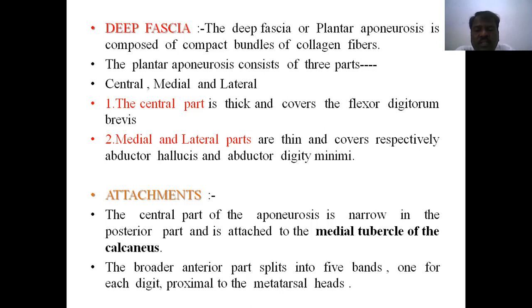The central part of the aponeurosis is narrow and attaches to the medial tubercle of the calcaneum. The calcaneus is a tarsal bone having medial and lateral tubercles. Posteriorly, this aponeurosis reaches the medial tubercle of the calcaneus. Going anteriorly, it becomes broad and splits into 5 bands, one for each digit, proximal to the metatarsal heads. Before, it is narrow; going anteriorly it becomes wider and splits into 5 digital bands, reaching their insertion proximal to the metatarsal heads.